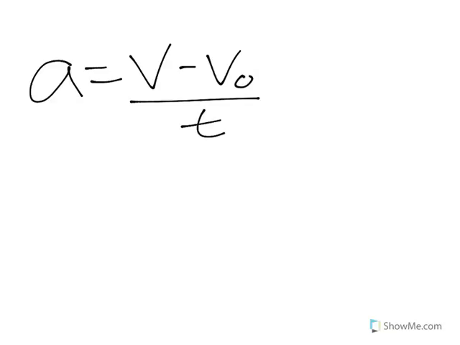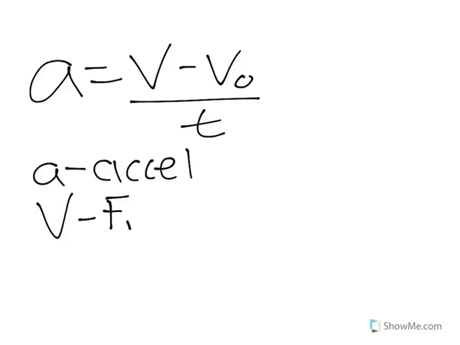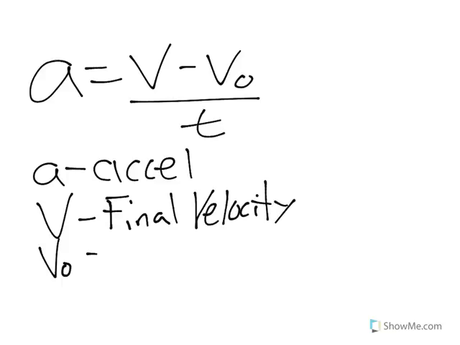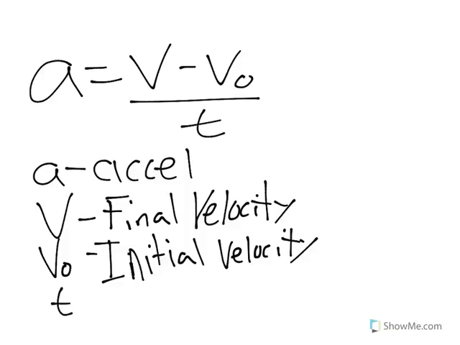Okay, this is a handy little formula. So a is for acceleration. You have v, which stands for final velocity. Then we have v naught, which stands for initial velocity. Then we have t, which stands for time. All right. So this formula is a very handy formula to have if you're trying to find the acceleration. So if you're looking for the acceleration, you have final velocity, initial velocity, and time. You can always plug it in to find that.